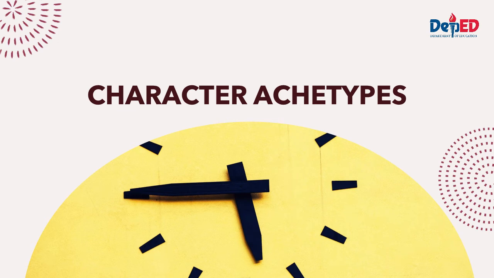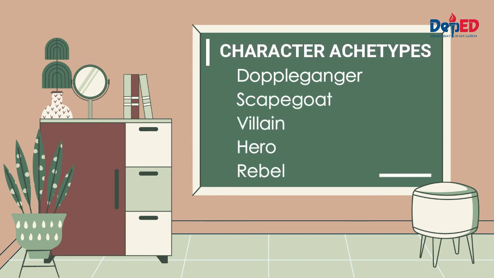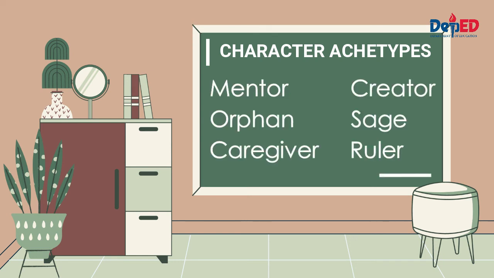Congratulations! You have gone this far. Now I want you to relax yourself, grab your refreshment as we do our recap. Character archetype is a pattern or model of the original representation or copies. We can also call it prototype. Here are some examples of the character archetypes we mentioned earlier. Doppelganger, scapegoat, villain, hero, rebel, mentor, orphan, caregiver, creator, sage, and ruler.